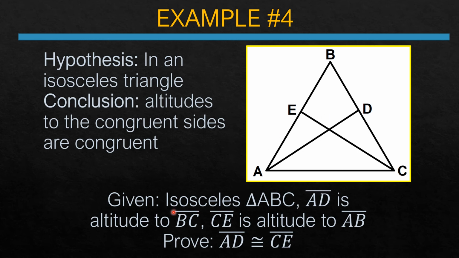So given isosceles triangle ABC, line segment AD is altitude to line segment BC. Line segment CE is altitude to line segment AB. Prove that line segment AD is congruent to line segment CE.